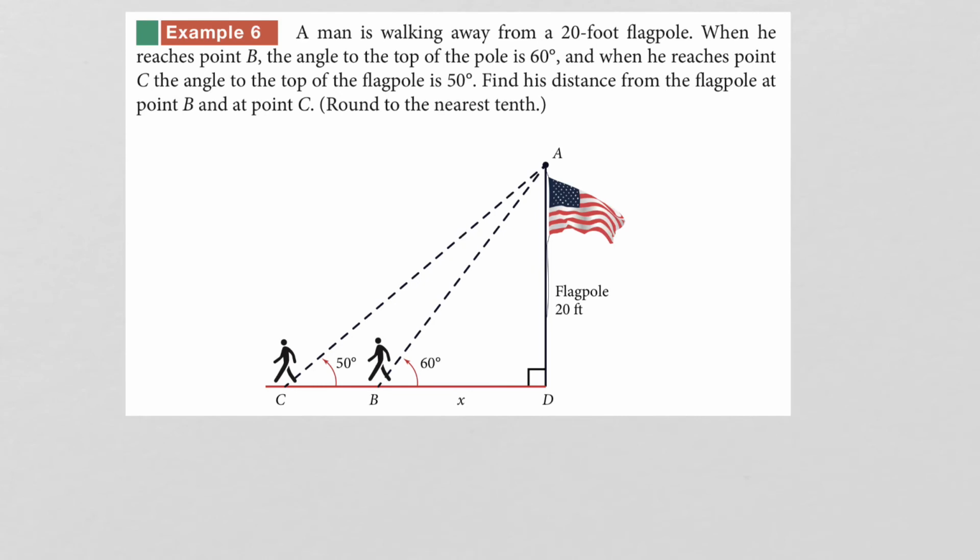And for our last example, it says a man is walking away from a 20-foot flagpole. When he reaches point B, the angle to the top of the pole is 60 degrees, and when he reaches point C, the angle to the top of the pole is 50 degrees. Find his distance from the flagpole at point B and at point C.